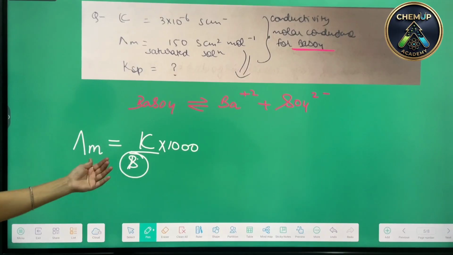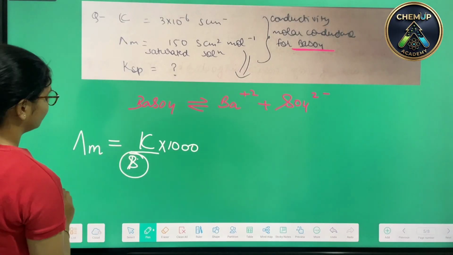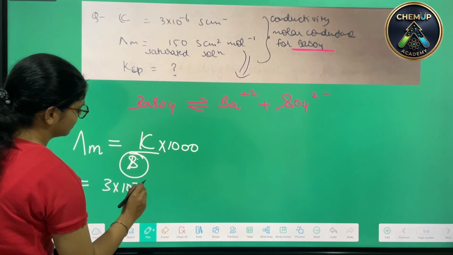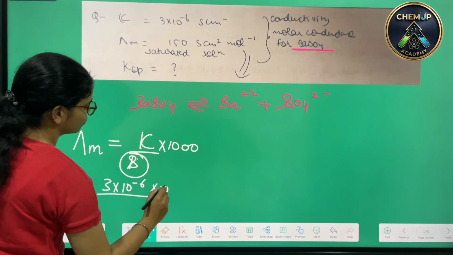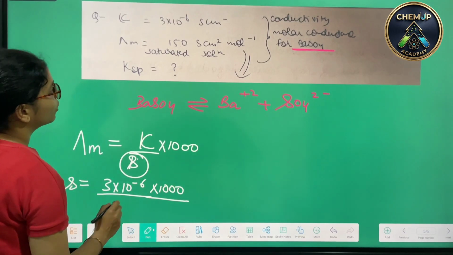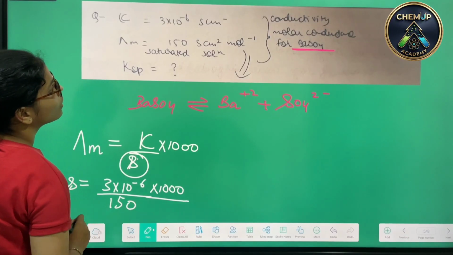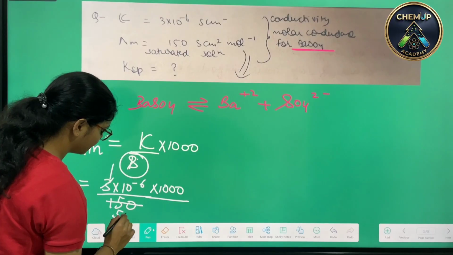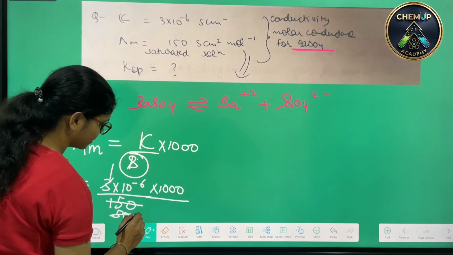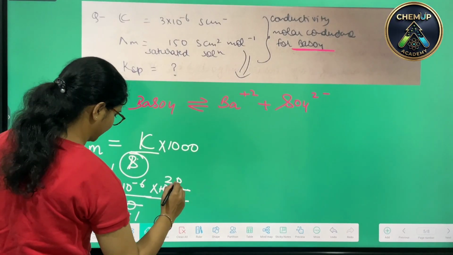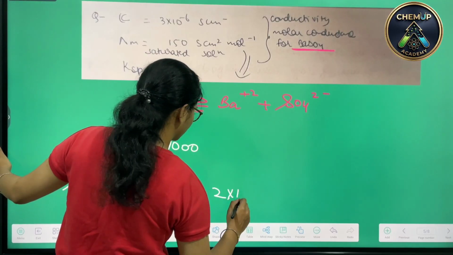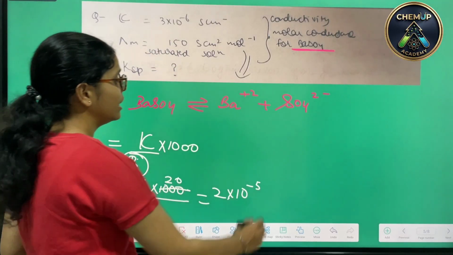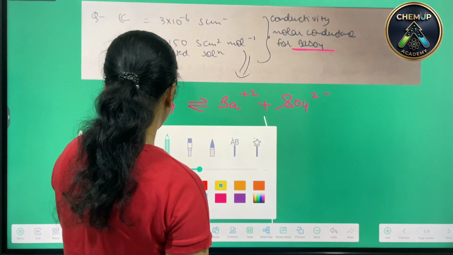After calculation of the solubility, let's calculate the solubility. Solubility goes like kappa, 3 into 10 to the power minus 6, whole upon into 1000, whole upon 150. On solving it we'll get 50 over here, and on solving it, 1 times 20 times, so it shall be 2 into 10 to the power minus 5. This is your solubility. On calculating the solubility, now we shall calculate KSP.